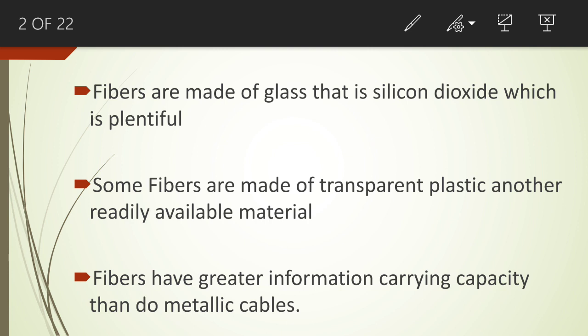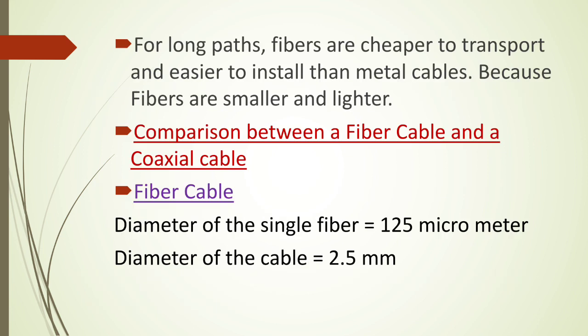Fibers have greater information carrying capacity than do metallic cables. For long paths, fibers are cheaper to transport and easier to install than metal cables. And the reason behind it is that fibers are smaller and lighter.